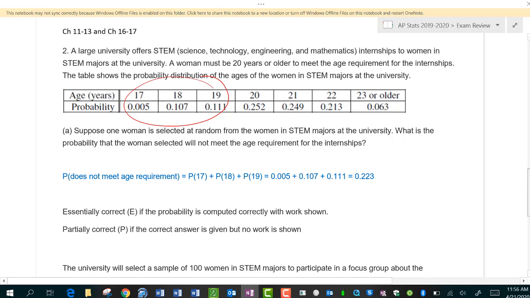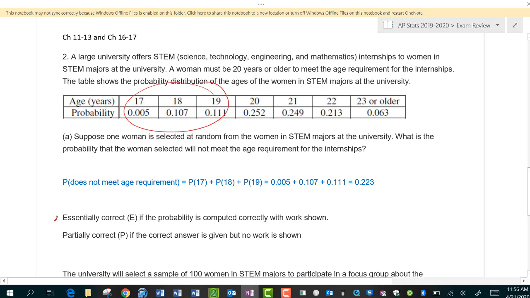Now I did note here that I took this directly from the College Board rubric. So this particular part would be scored essentially correct if it's computed correctly with work shown. If you do not have any work, such as adding up the probability of each of those outcomes, then you would receive a partially correct. I think especially with this exam and there only being 2 questions, this is going to be really, really important this time around.